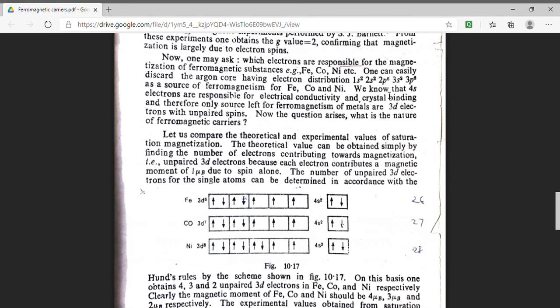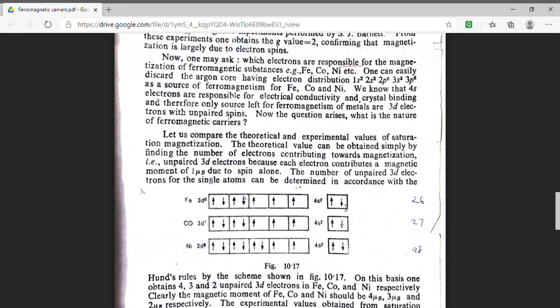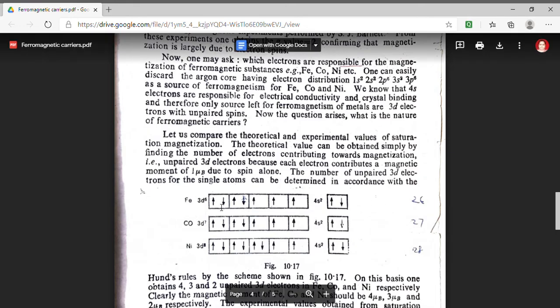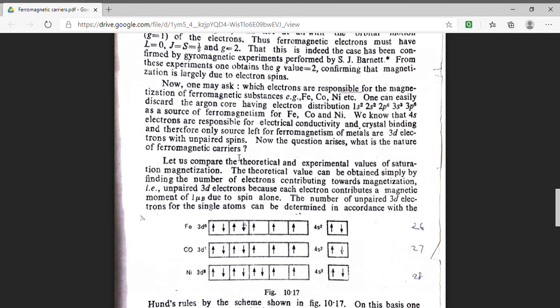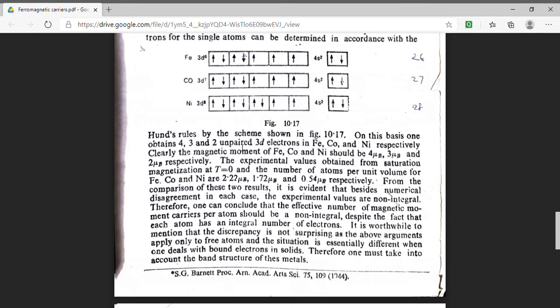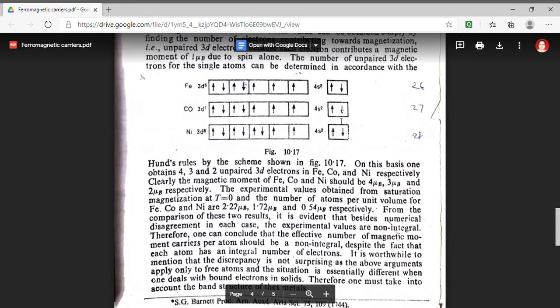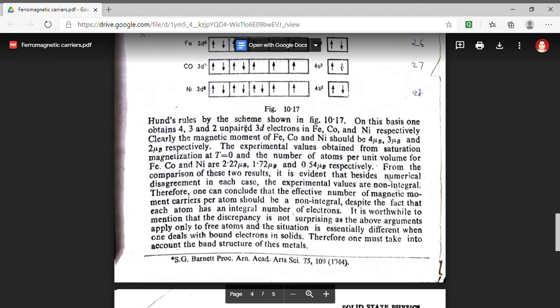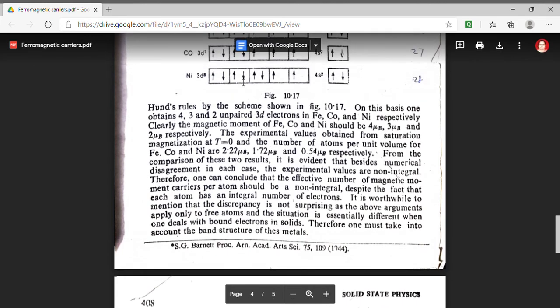Remaining are 8. Out of 8, 2 electrons occupy the 4s shell. So we are left with 6 electrons in the 3d shell. 5 electrons set up parallel and the 1 left electron sets anti-parallel. Similarly in cobalt, which has 27 electrons, the 4s shell will be filled, and then the remaining electrons occupy initially parallel and then they will set anti-parallel. A similar case is shown for nickel.